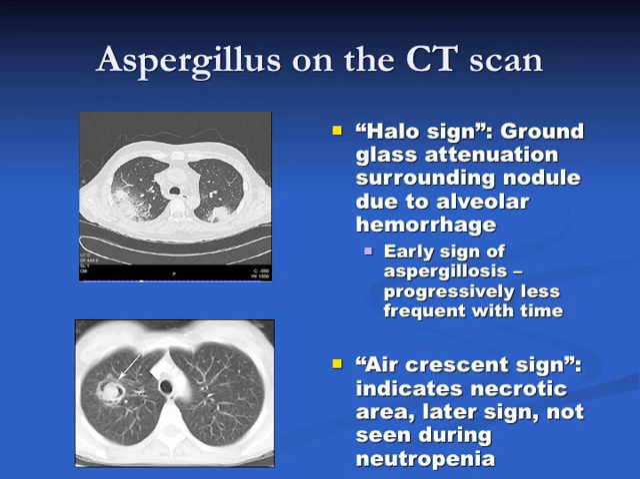And on the bottom is a really pretty example of the air crescent sign, right? This is pretty much considered pathognomonic for Aspergillus. It indicates a necrotic area. It's caused by the attack of neutrophils, and it's a later sign, and it's not seen during neutropenia.